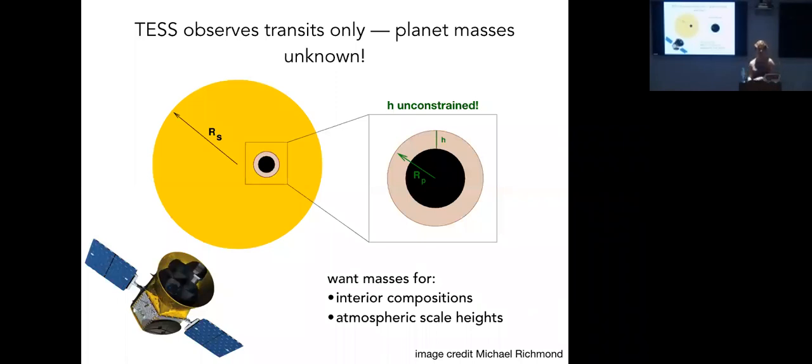This is a problem because to characterize the composition of a planet atmosphere, you need to know the atmospheric scale height, which is shown here. Right? So you have the total radius of the planet, but the atmosphere is only some portion of that. And based on the mass of the planet, that's going to affect the scale height of the atmosphere. So we'd really like planet masses to know how much atmosphere the light is passing through.